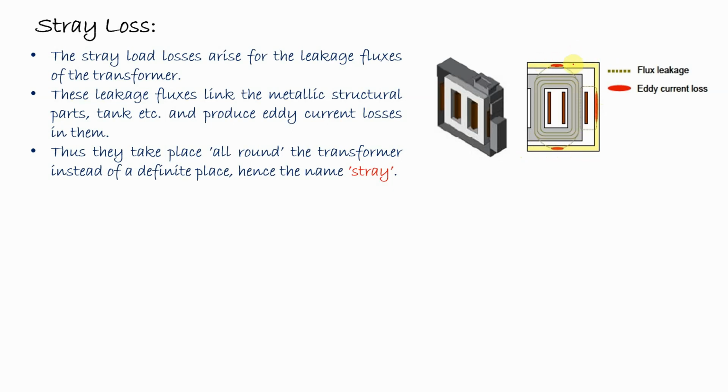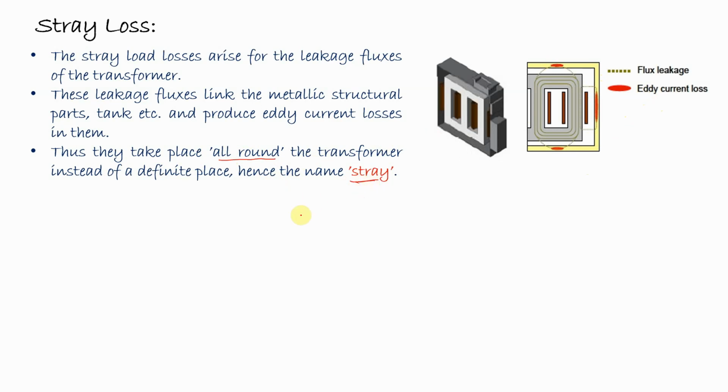Therefore, in each and every space of the tank, eddy currents will be developed, just like the eddy current loss we have seen earlier. And because of these eddy currents developed in the other structures of the transformer, these losses will occur. As this loss occurs all around the transformer, it is also called a stray loss.